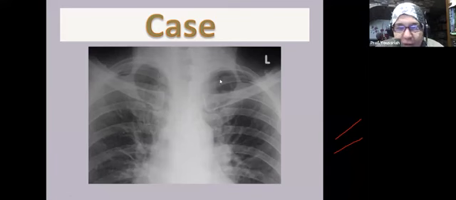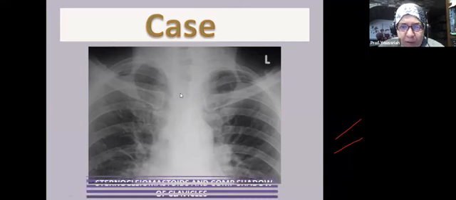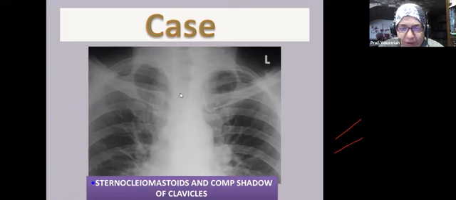This sternocleidomastoid is not always seen, and if it's seen, it's not always seen bilateral, okay? And so the same for the companion shadow of the clavicle. They may not be found, but if they're found, as you can see, they can lead to misdiagnosis, especially if they are unilateral. So this is sternocleidomastoid and companion shadow of clavicles, giving the false impression of a cavity.